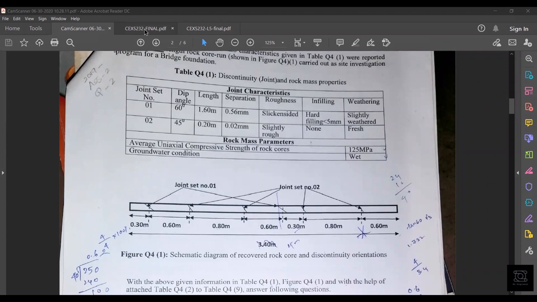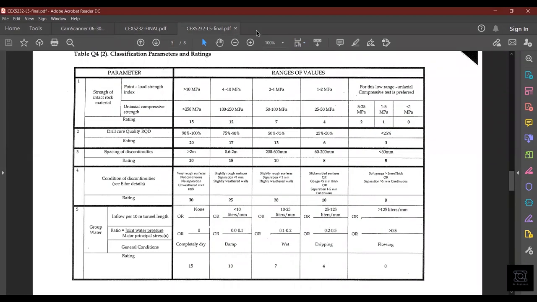If RQD is 100, and you come to your design charts, your RMR charts, you can see if RQD is 90 to 100%, RMR is 20. So simple as that. We found that out, so one part is over. Next is the spacing. To find the spacing, we need to draw a certain figure. We'll see what that is.